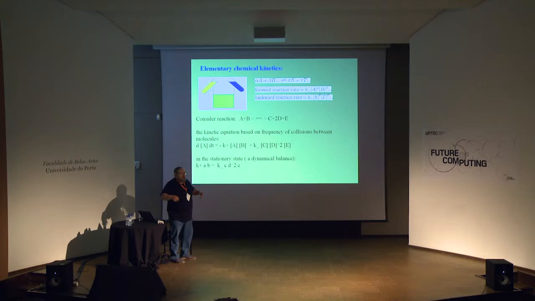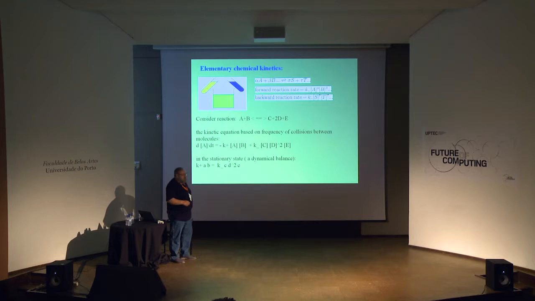So, of course, if you select a pair of molecules that are meeting, it's not necessary that they react. Some reactions are slow, some reactions are fast. So it's not surprising that this appearance of A molecules will be proportional to the product of the concentration of A and the concentration of B, multiplied by a magic number that represents the speed of a given reaction.